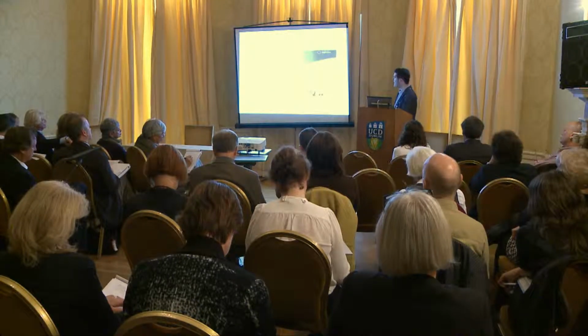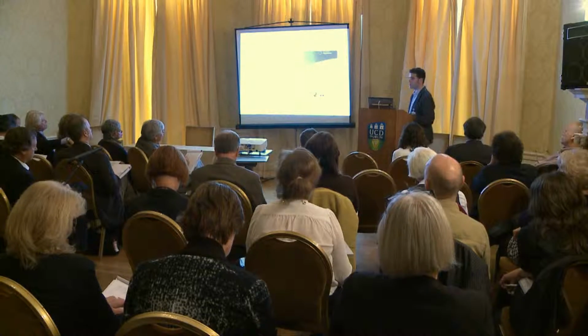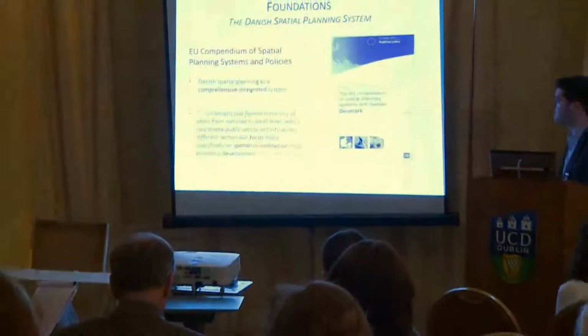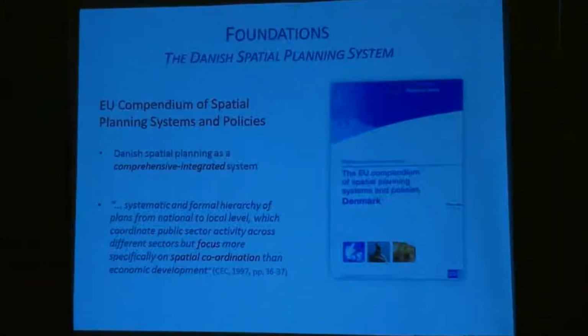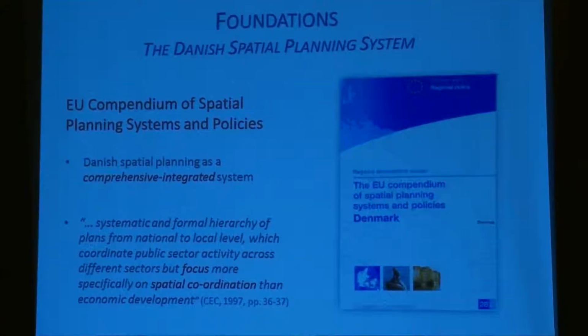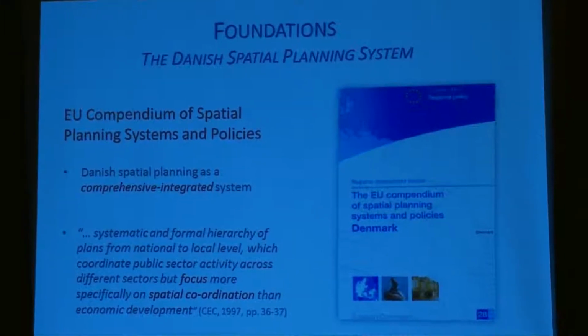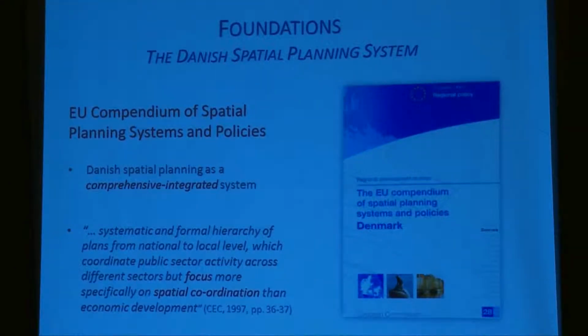And the way it was defined by the EU Compendium of Spatial Planning and Policies in the 90s, that actually labeled or characterized several of the countries at that time in Europe, at that time the EU 11, was Danish planning system as a comprehensive integrated system. So what this basically means is that there's a certain degree of horizontal and vertical integration amongst and between levels of government.